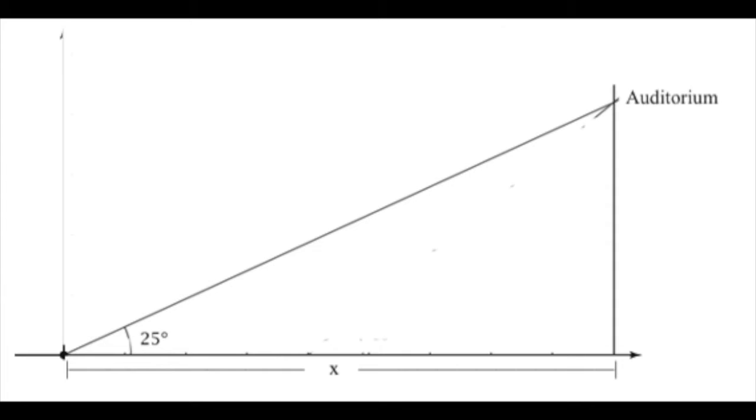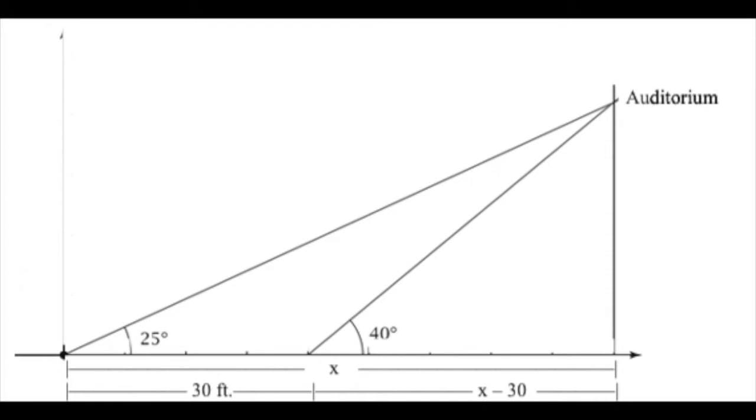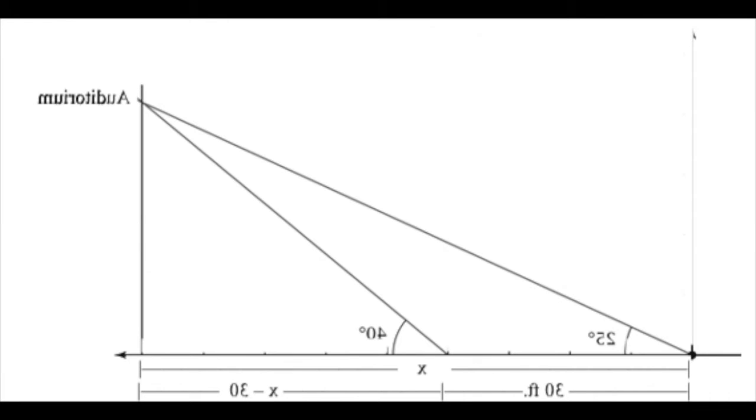That is the angle of elevation. We move forward 30 feet. So now we're standing X minus 30 feet away from the auditorium. We look up and see the top of the auditorium at an angle of elevation of 40 degrees. This is what the drawing looks like, although most of you drew it the other way, which is fine. If you managed to get the drawing right, you earned 5 out of the 15 points.